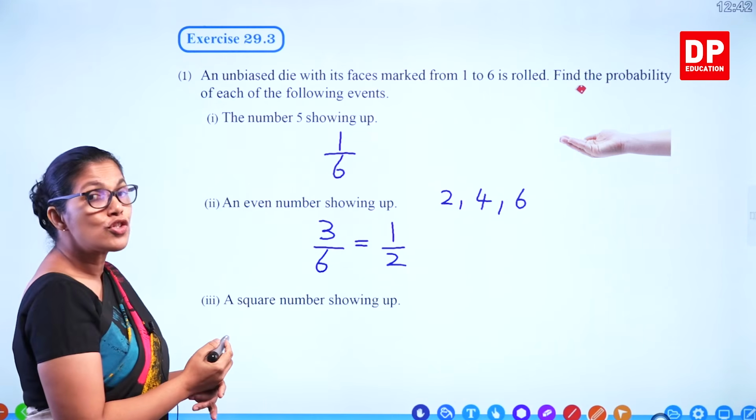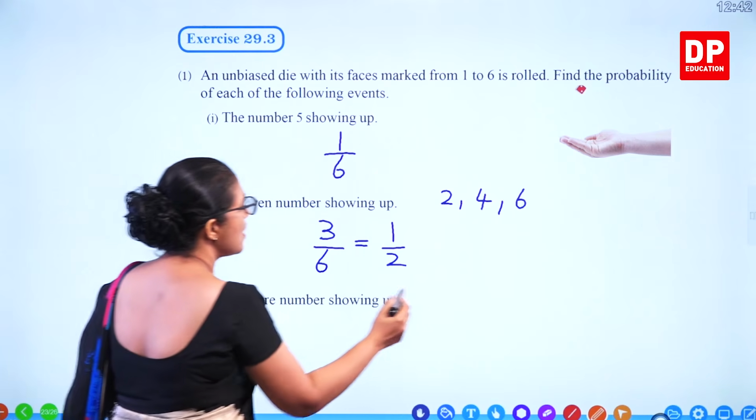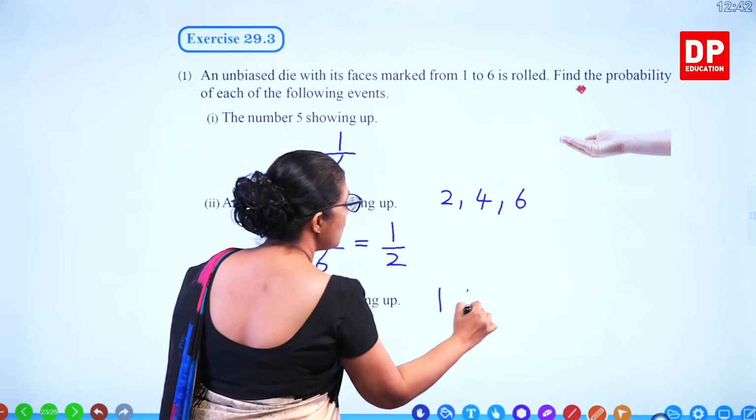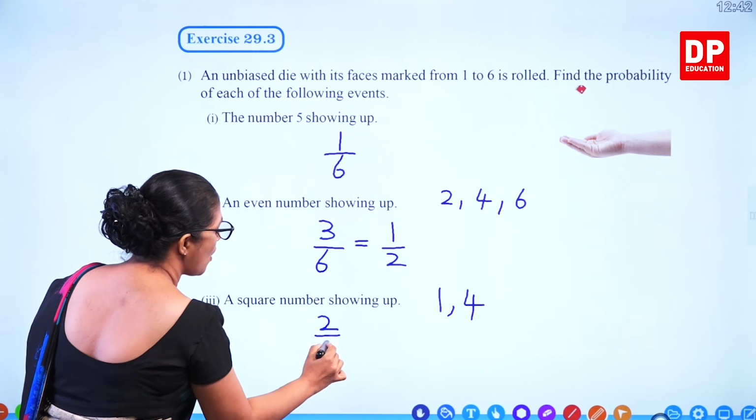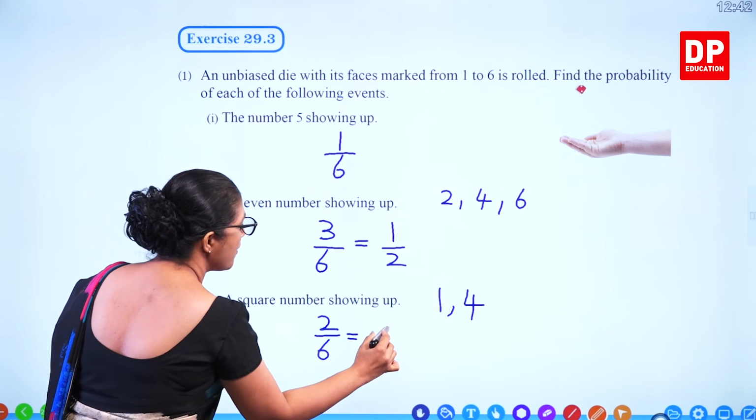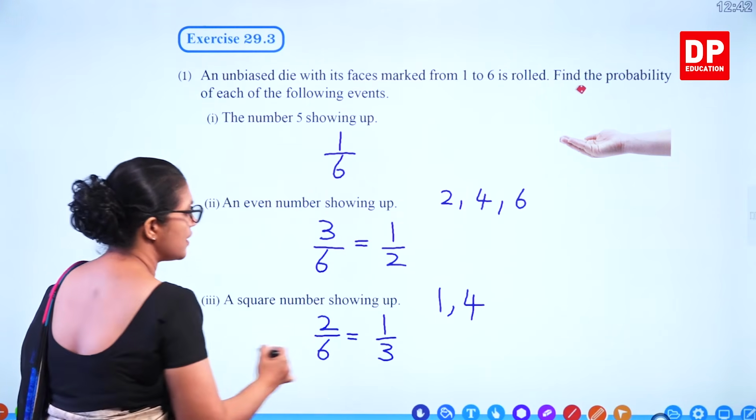A square number showing up. What are the square numbers? You can get 1, 4. So 1 and 4. 2 possibilities out of 6. Or you can write 1 over 3.